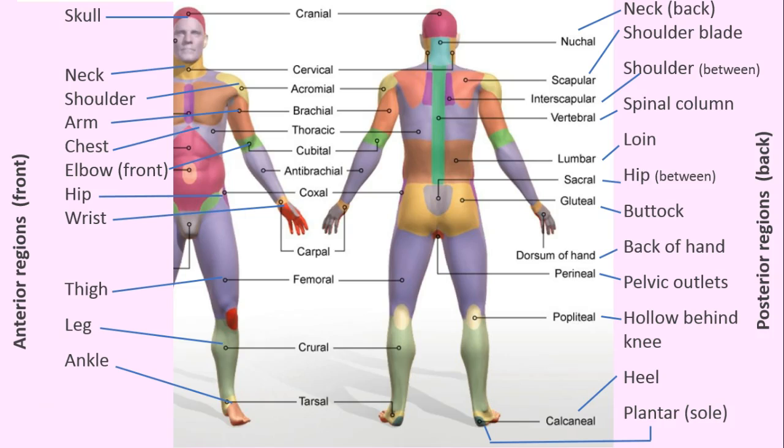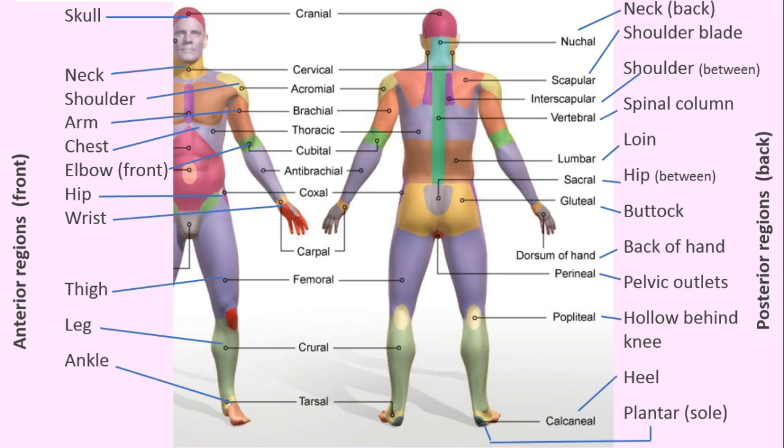Again, those are Latinized. Some of them are Greek as well. The nuchal is the back of the neck. Scapular is the shoulder blade. The interscapular is the area between, because the prefix inter means between, and there's a scapula, the shoulder blade. Vertebral is the spinal column. The lumbar is the loin. Sacral is the hip, kind of the region between. Gluteal, the buttocks.